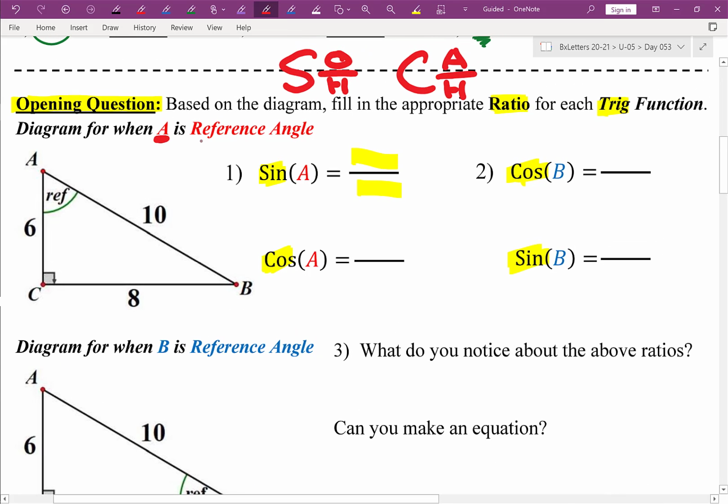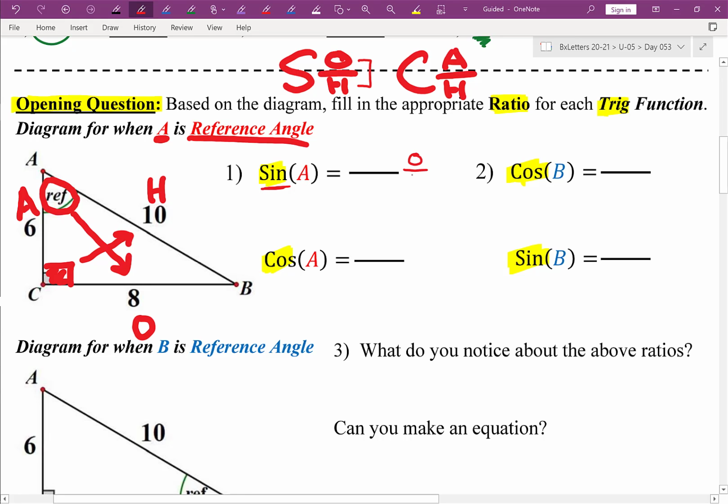Where angle A is the reference angle, that means this is what you're circling. From there, this is the opposite. Find the right angle, that's the hypotenuse, and whatever's left is the adjacent. If we're doing the sine, that's opposite and hypotenuse. Sine is opposite on top, hypotenuse on the bottom. So I look here, it's 8 and 10. Sweet. Okay.